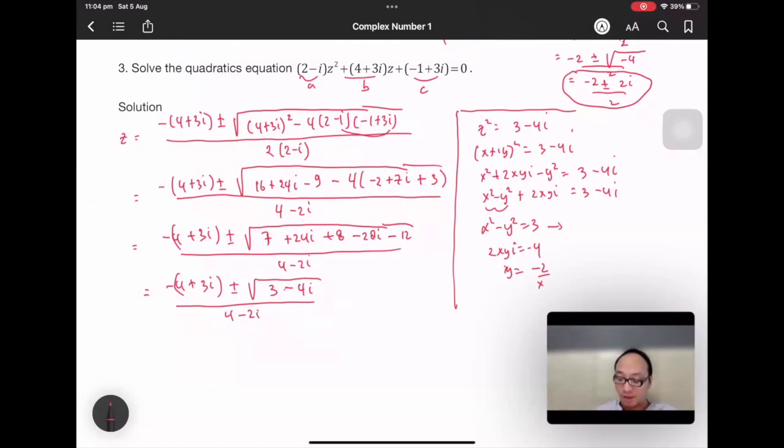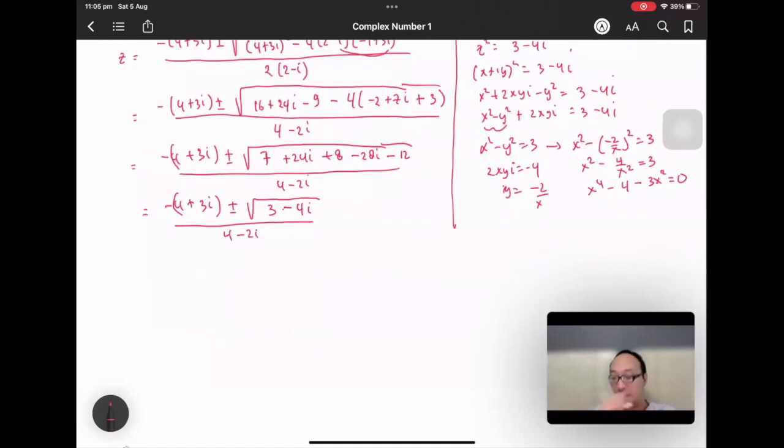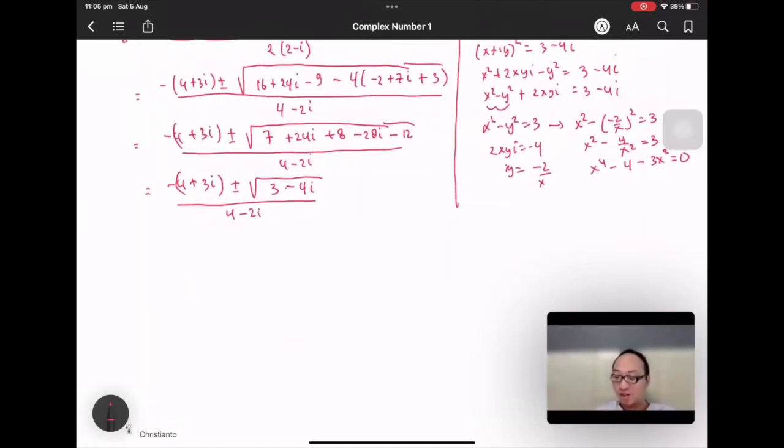So we replace it into this. So x squared minus (negative 2 over x) squared equals 3. So x squared minus 4 over x squared equals 3. x to the 4 minus 4 minus 3x squared equals 0. We move the 3x squared, so x to the 4 minus 3x squared minus 4 equals 0. So (x squared minus 4)(x squared plus 1).